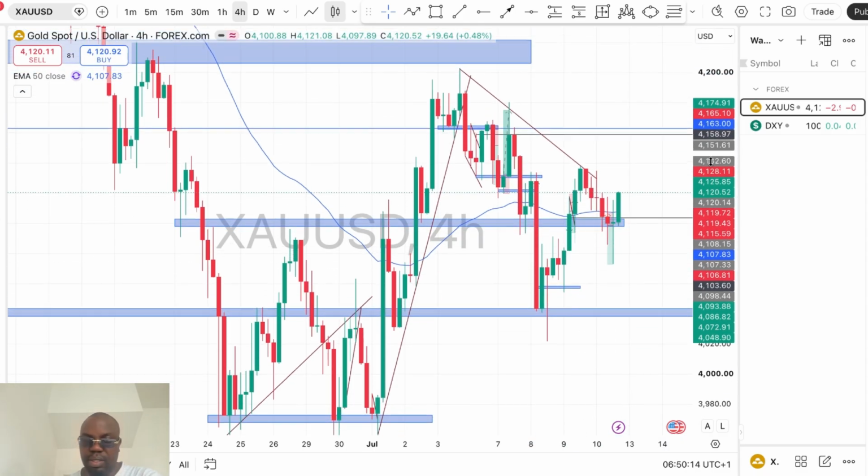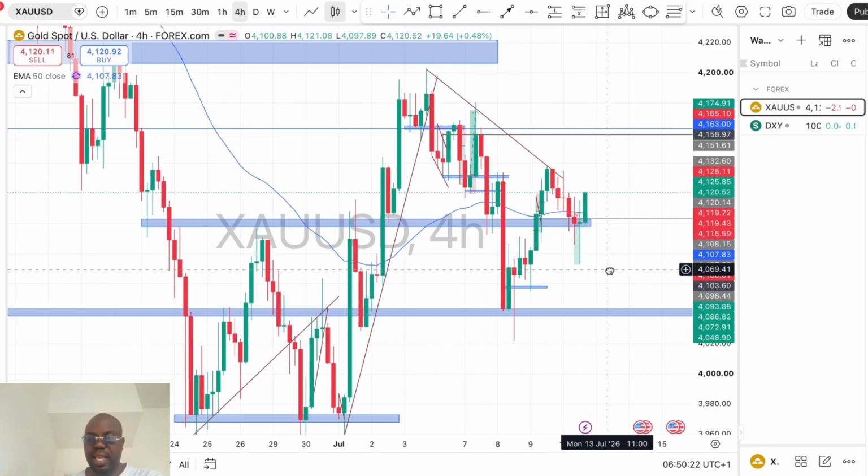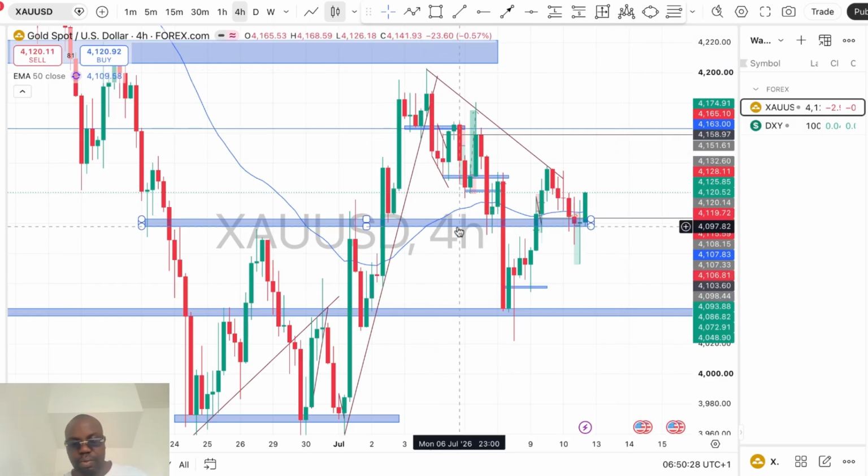Now look at how this market closed. It broke this neckline of the W chart pattern and did a very clean morning star formation here. So what I'll be looking at, let me just duplicate this.